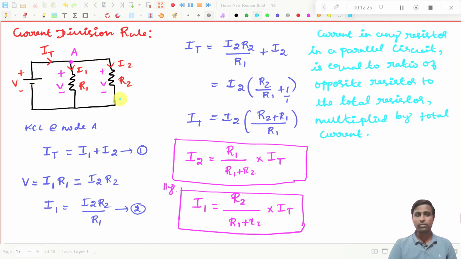We always use this current division rule wherever we go. For example, if you know the total current is 2 ampere, and this is a 1 ohm and this is a 1 ohm resistor, then you can directly substitute here to get the current in each resistor. This topic is very interesting, right? You just gather the idea about the current division rule, then we will apply it. While applying, you will get deeper knowledge.